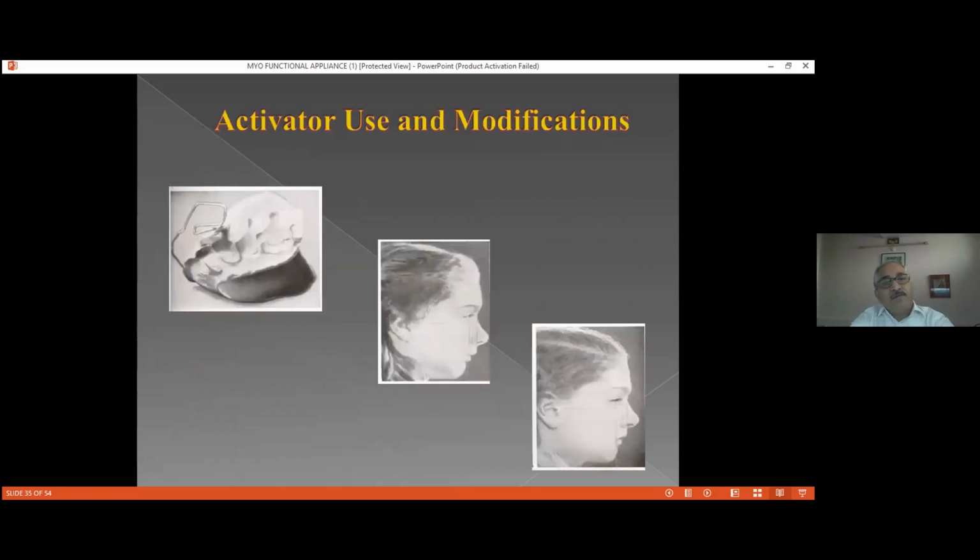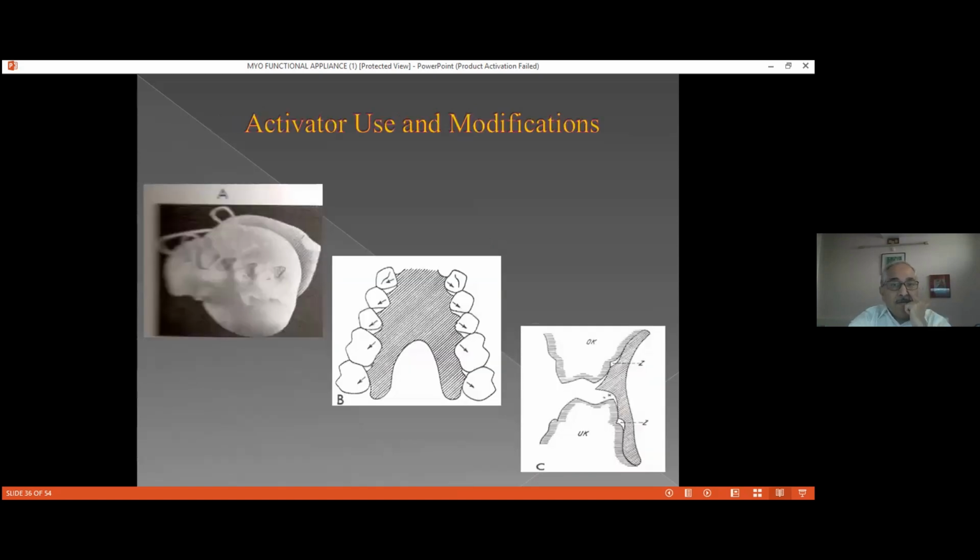Now, activators are being given. You can appreciate in the second picture there is an improvement in the profile by bringing the jaw forward. This improvement in the profile of a case by bringing the jaw forward while wearing an appliance is known as positive VTO. It is not deteriorating, it is improving from here till here. Now, activators have certain uses and modifications.